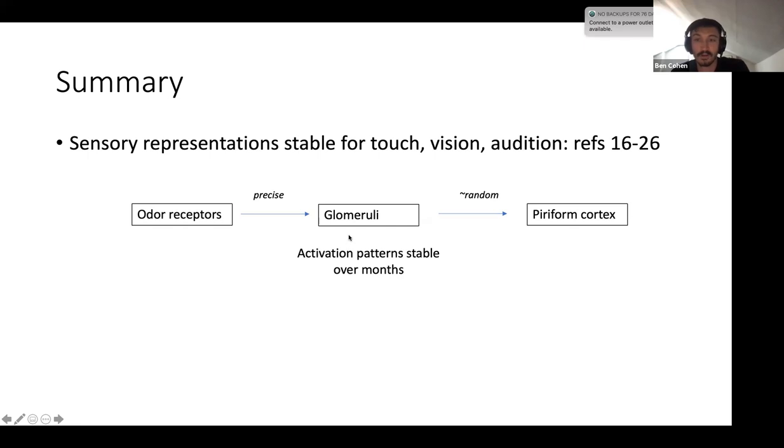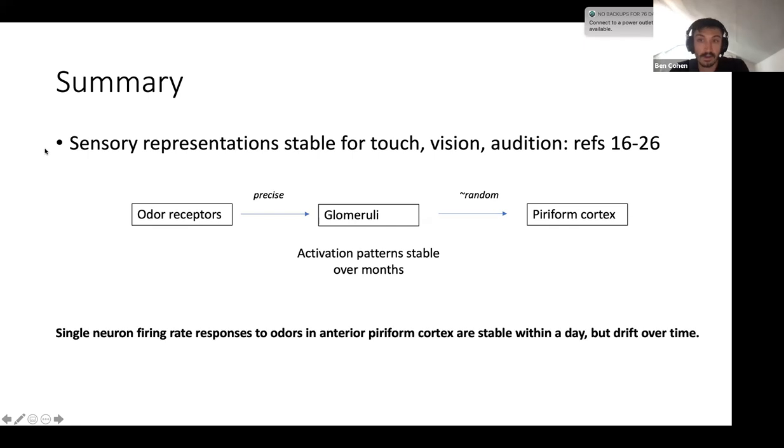So the other thing that they point out is that according to other researchers, the activation patterns that you see in the glomerulus also appear to be stable over time. So this paper studied the piriform cortex. So the question is basically, what's going on in the piriform cortex, and why is that different? Like I said, there's going to be a lot of data, but basically the one finding that they beat to death in this paper is that if you look at single neurons' responses to different odors within the same day, they're pretty similar, but they drift over time.